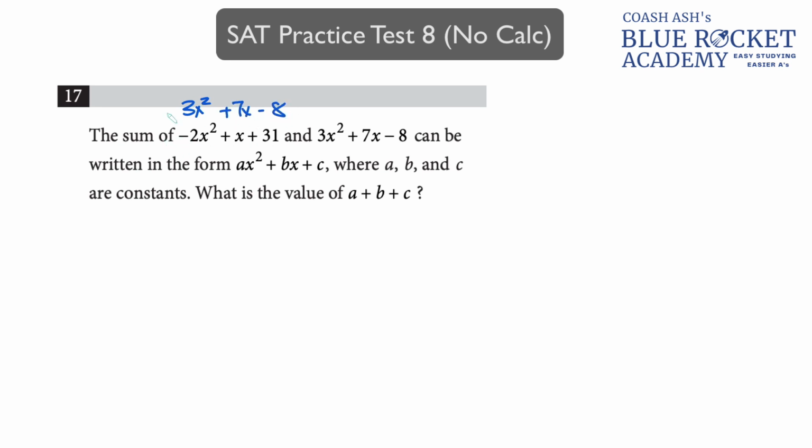Now the sum means just adding it up. So 3 minus 2 gives you a plus 1x squared, right? 7 plus 1, this is a 1, obviously. When there's nothing, there's a 1 here. So you've got 8x, and minus 8 plus 31 gives you plus 23. And that's it. When you sum these two guys up, this is your answer.